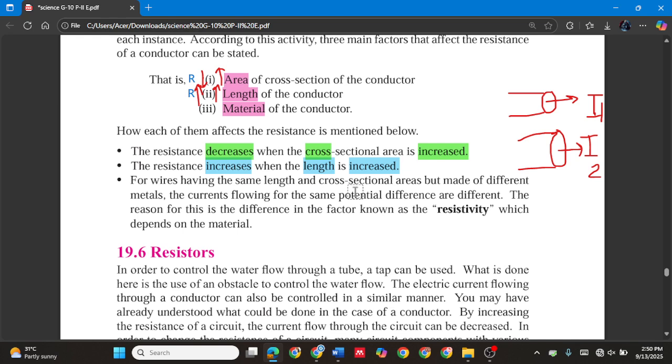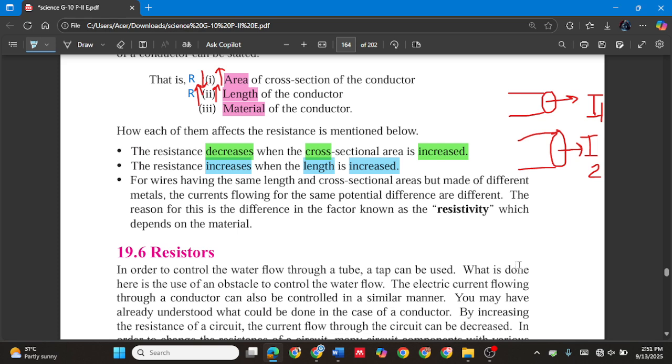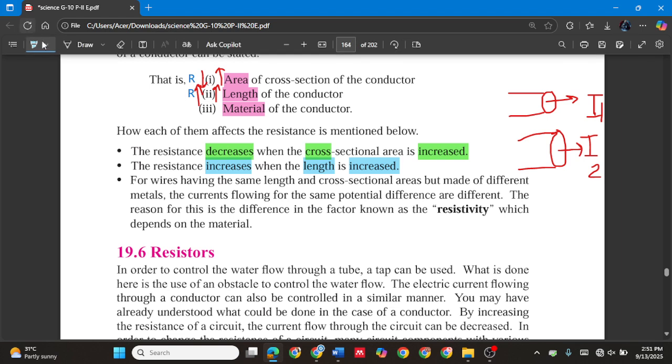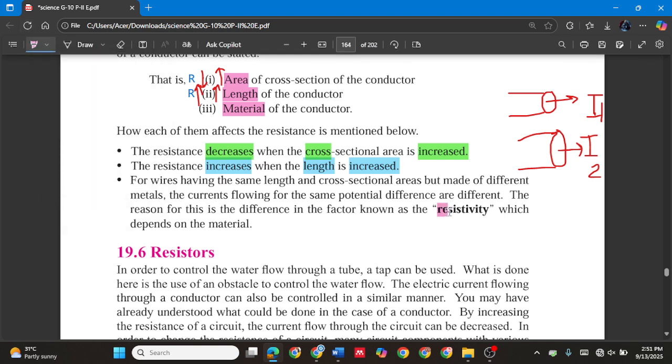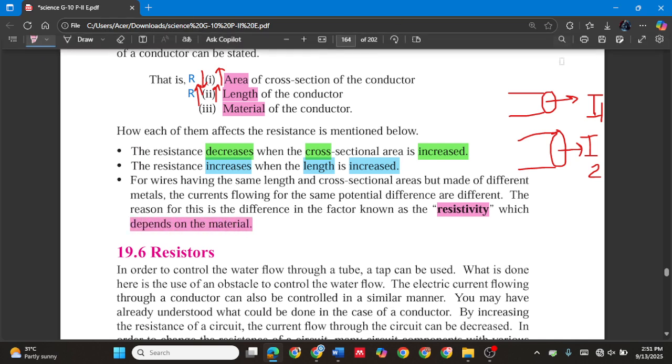The reason for this is the difference in the factor known as resistivity, because the resistivity of different materials is different. Okay, which depends on the material. So this depends on the material. This totally depends on the material. Resistivity depends on the material. Okay.